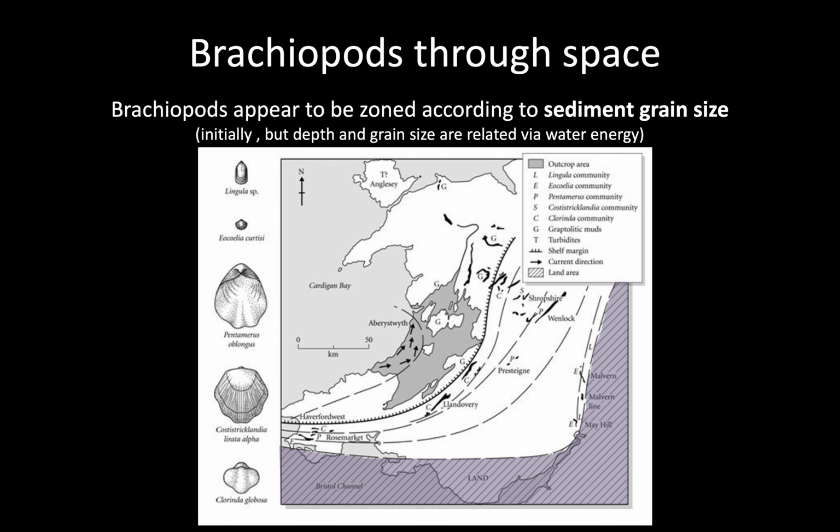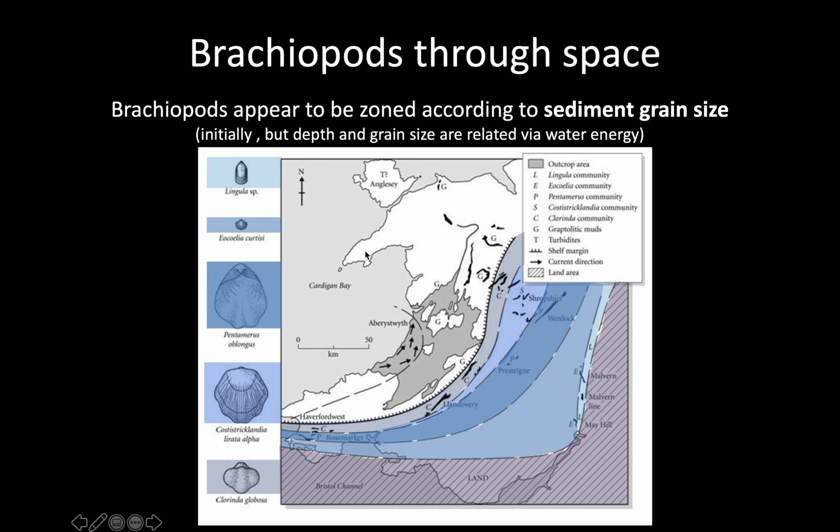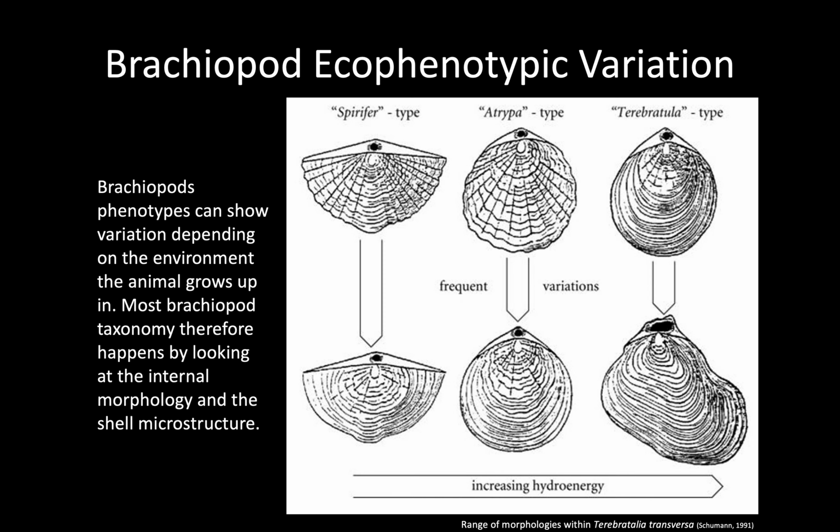Brachiopods do appear to be zoned according to sediment grain size. At first, we thought it was depth and potentially related to oxygen levels. However, it does appear to be more related to sediment grain size. So here's how this works. All right, each of these colors here aligns with a certain depth. Remember, grain size and depth are related via water energy. The larger grains will likely be settling out closer to the coast, whereas the deeper in the sea we go, we typically have finer grain material like silt and clay-sized grains. There are some small differences between the two, but we're not going to worry about that right now.